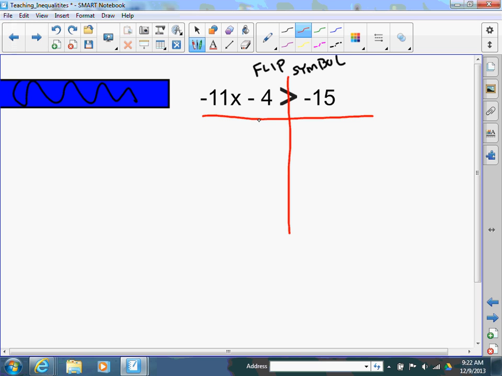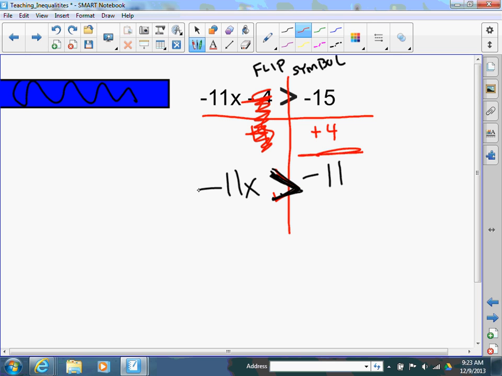And what's the opposite of subtract 4? Add 4. Add 4. Okay? Negative 15 and 4 positives gives us what? Negative 11. Bring down our symbol. We bring down negative 11x. Okay? What's going to happen to our symbol? We have to flip it.